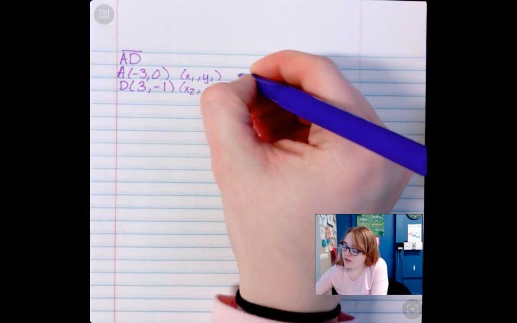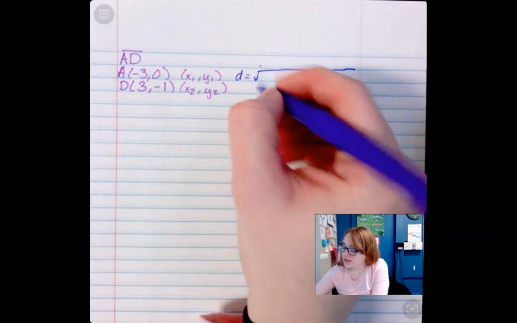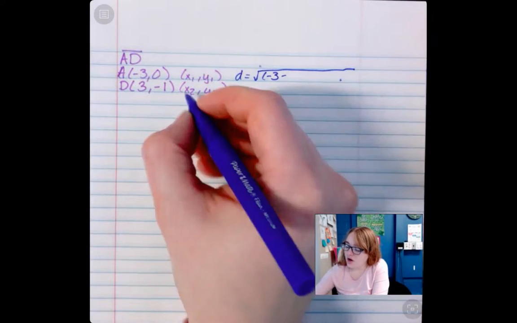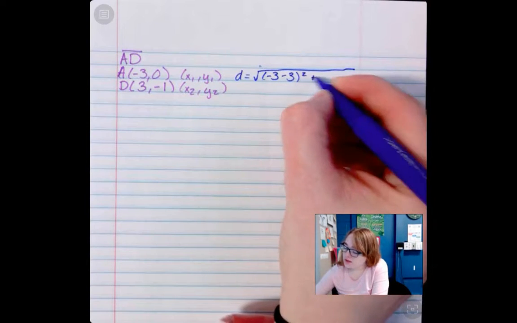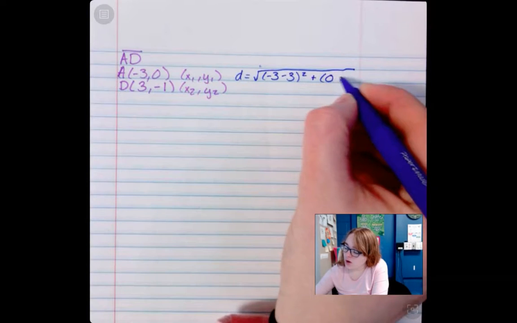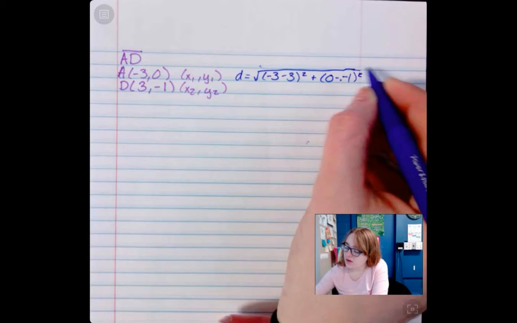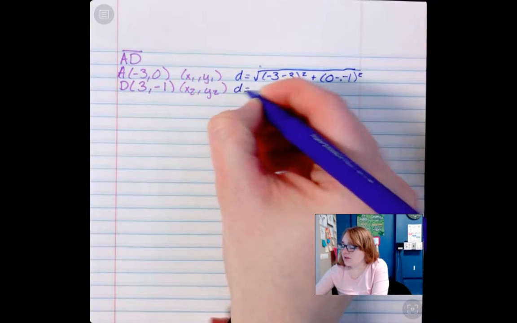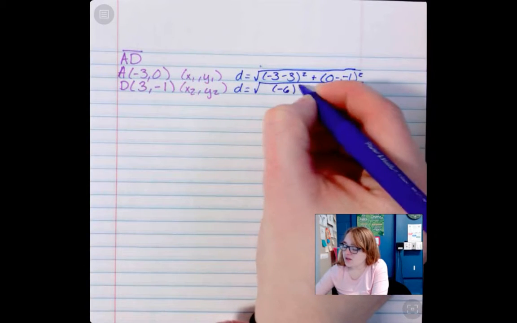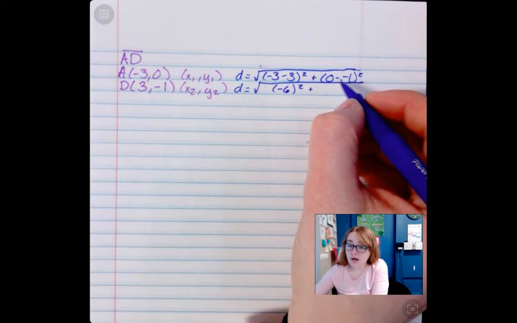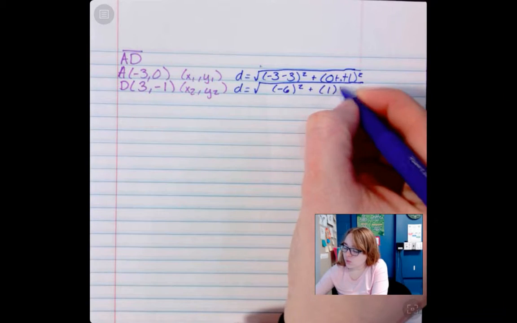So we have d is equal to the square root of our x1, which is -3, minus our x2, which is +3, squared, plus our y1, which is 0, minus our y2, which is -1, squared. So -3 minus 3, that's just going to push us further into the negatives and give us -6 squared. And then 0 minus a -1. Remember, minus a negative is really adding a positive. So 0 plus 1 just gives us 1 squared.